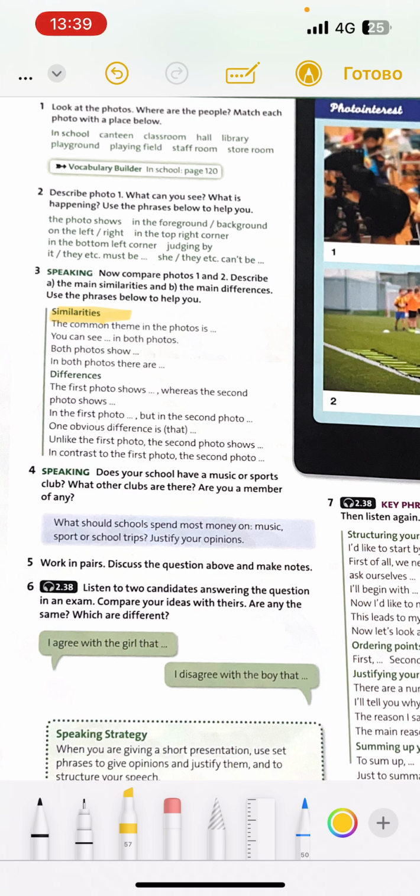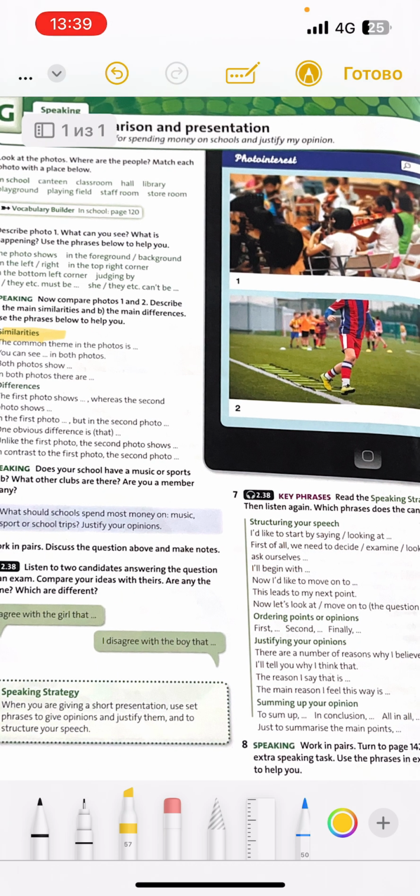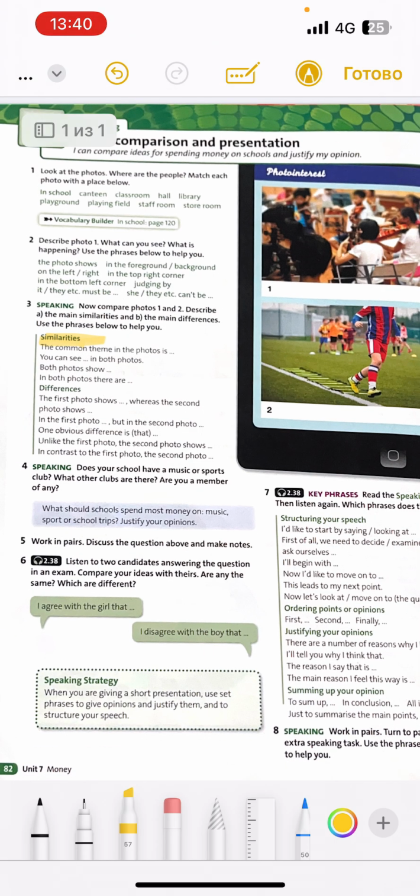You can say compare them, yeah? For example, the first photo shows that people are sitting, but in this second photo they are standing. In the first photo, but in the second photo. One obvious difference is that, obvious это очевидный. The real difference is the first photo shows the inside of the school and this is outside, right? Unlike the first photo, the second photo shows, and in contrast to the first photo, the second photo. Okay. Unlike это в отличие от.